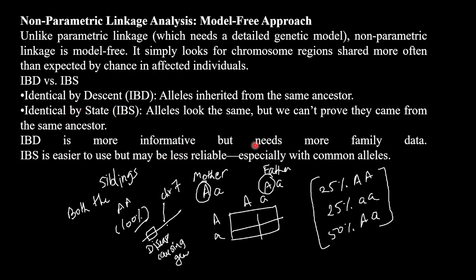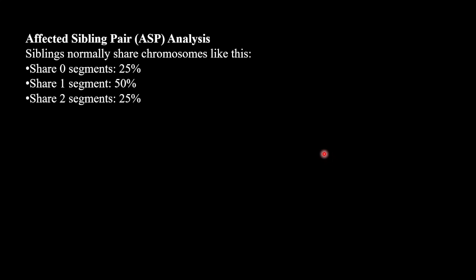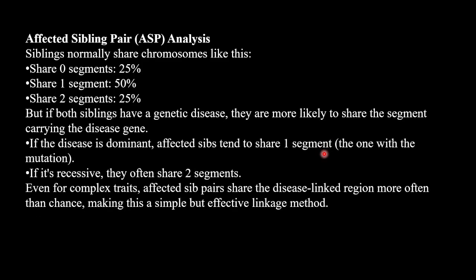IBD is more informative but needs more family data. IBS is easier to use but maybe less reliable, especially with common alleles. So, as I said, siblings normally share chromosomes like this: 25%, 50%, and 25%.